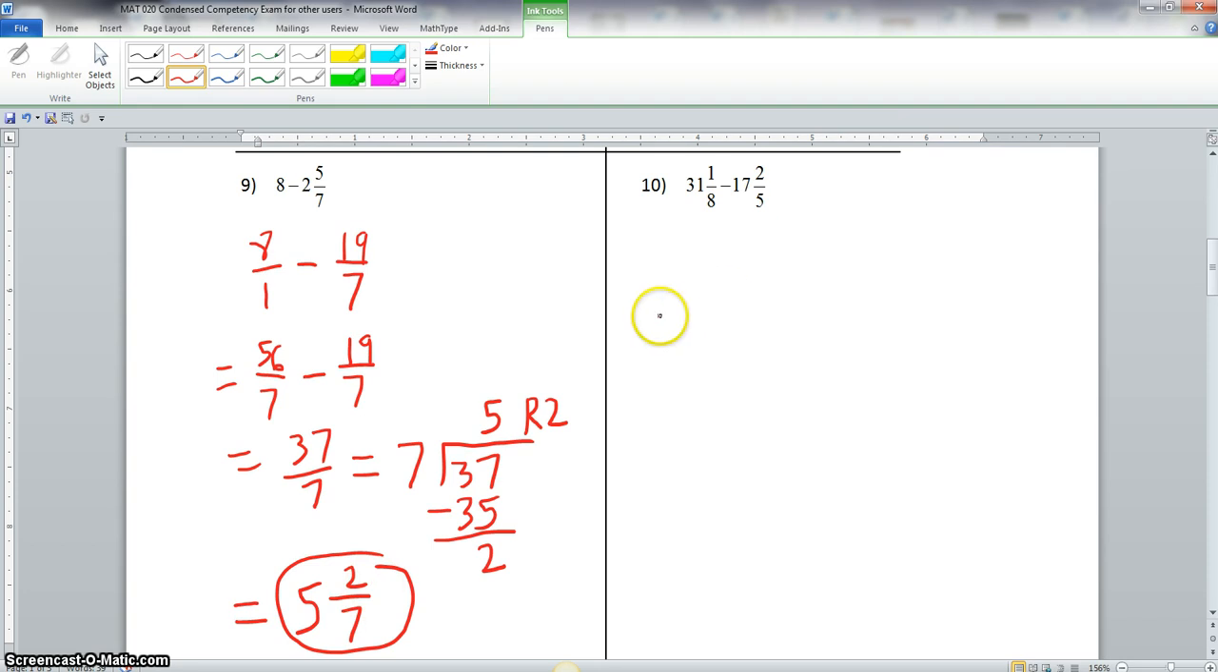Now we move over here to problem number 10. Now remember, we need to change these mixed numbers to improper fractions. But before we do that, let's go off to the side here. This could make it a little easier. If this fraction actually becomes larger than this fraction, then we don't have to bother with these two integers here. So let's do this. We have 1/8 minus 2/5. Now we multiply our denominators. 8 times 5 is 40.